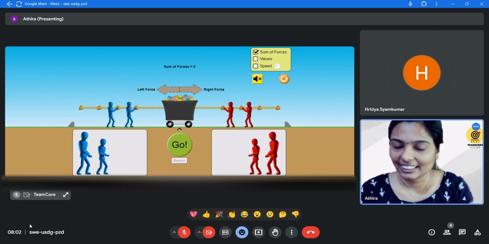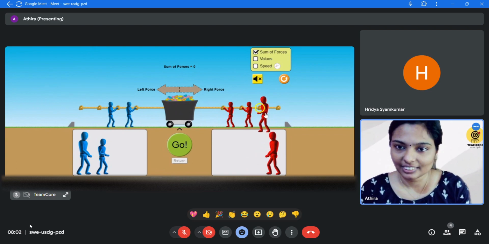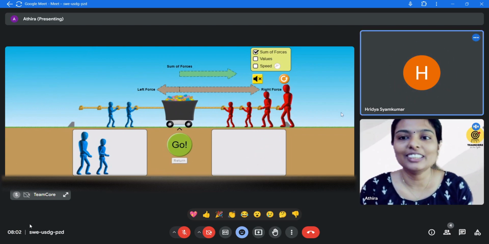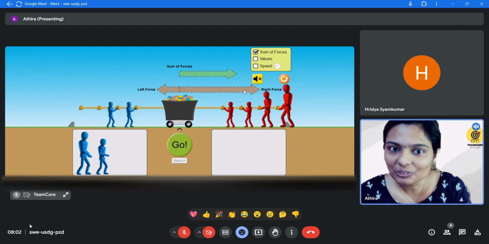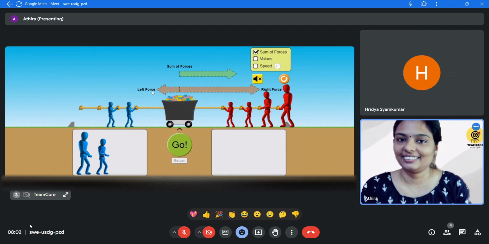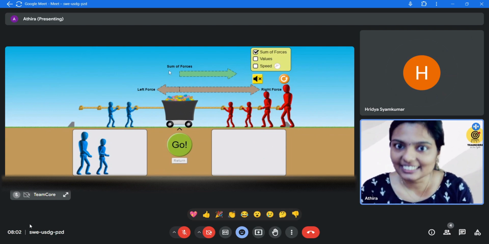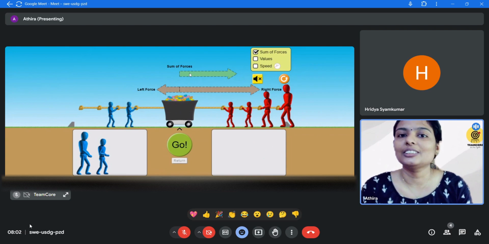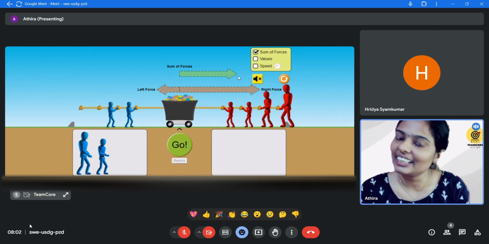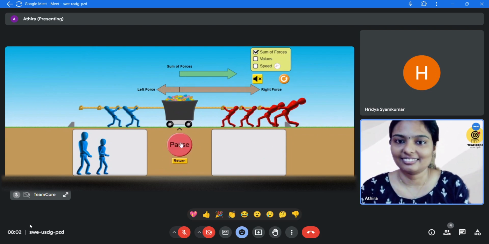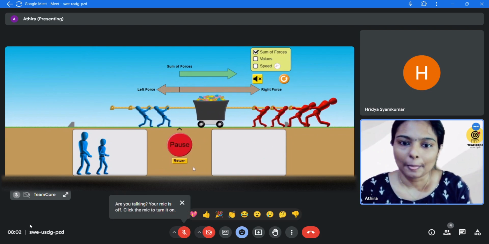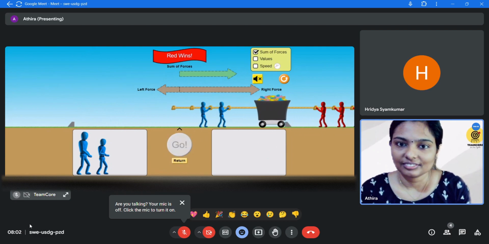Now, who will win? Red, because there's more force. Yeah, the right force is greater than the left force here. And here the sum of the forces is not equal to zero, and the object will move towards the greater force. Which is the greater force here, red or blue? Red. So the object will move in the direction of red.